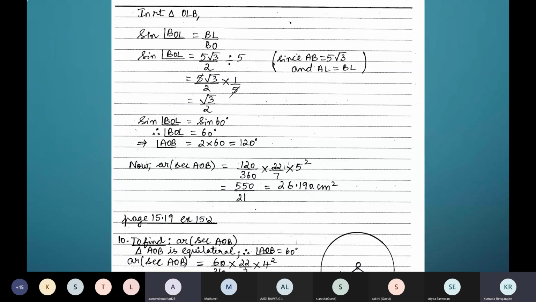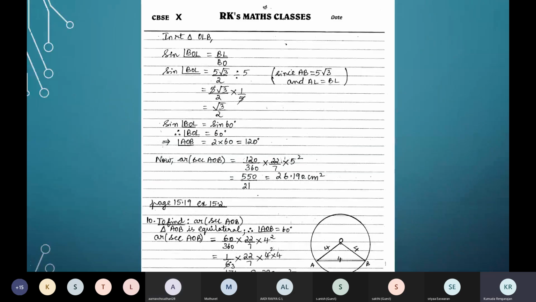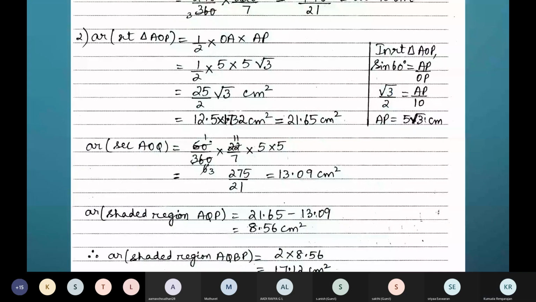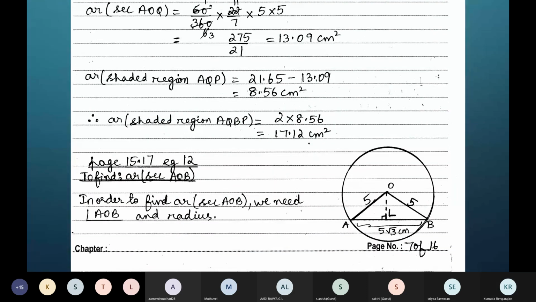Ma'am, once again, can you show the figure? Sure. Thank you, ma'am.